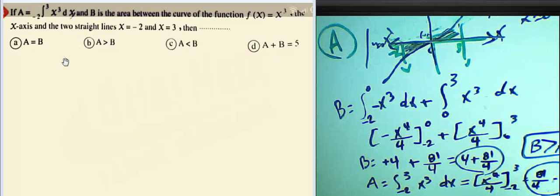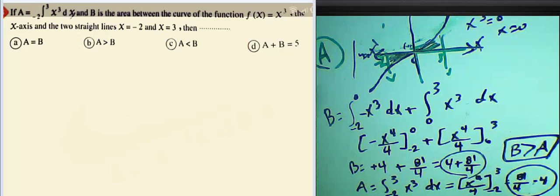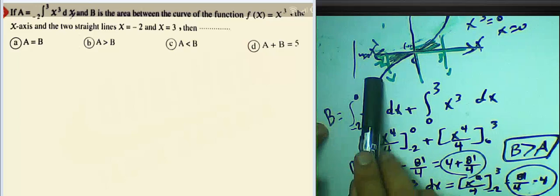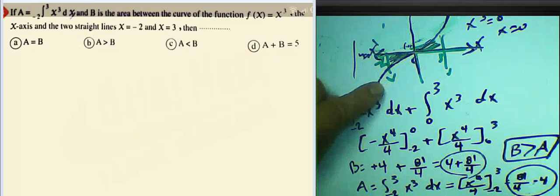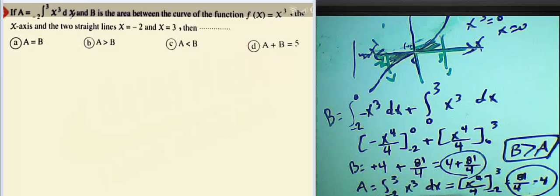Understood this question or not? Again, in this example, he asked which is greater, comparing A and B. He gave us A and B. We find here B: integration from negative 2 to 3, negative 2 to 0 and 0 to 3, up subtract by down. The area will be 4 plus 81 over 4. And for A, this function's integration will be 81 over 4 minus 4. Then the result about area B is greater than area A.